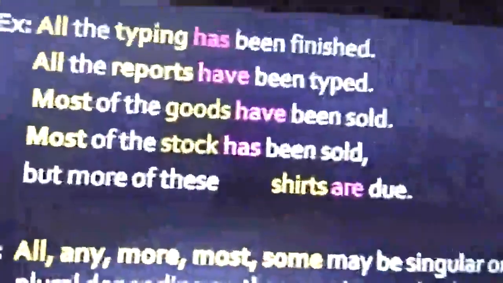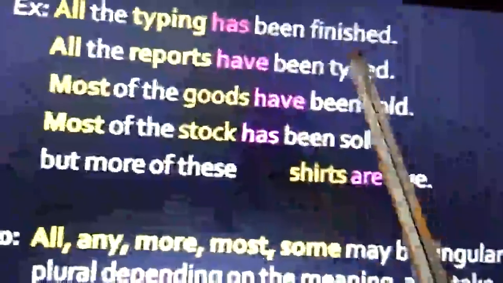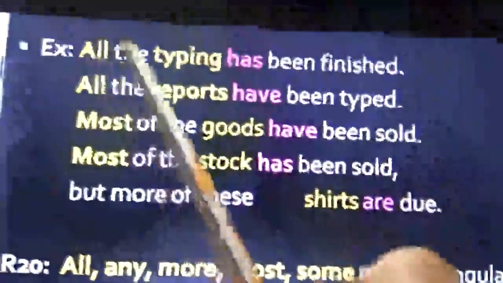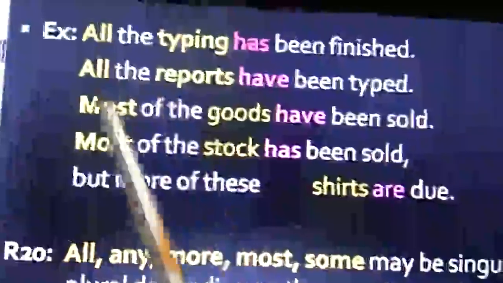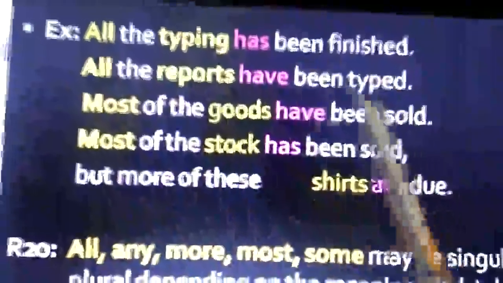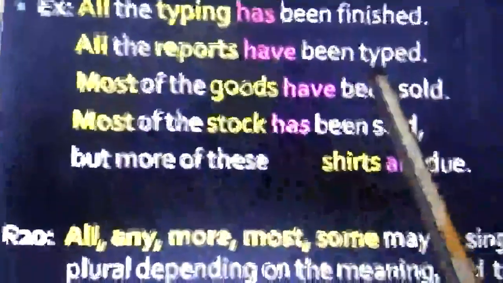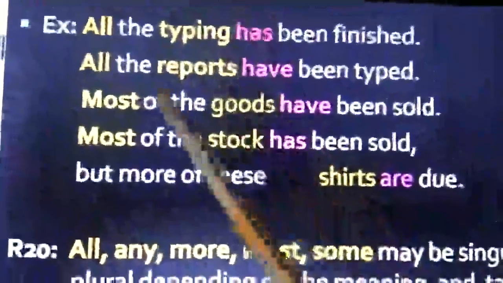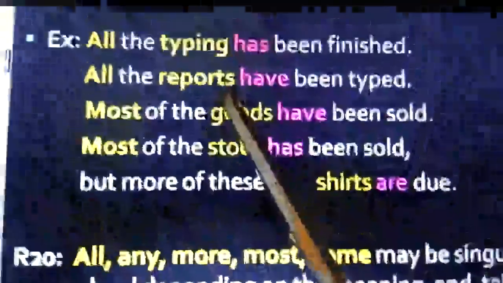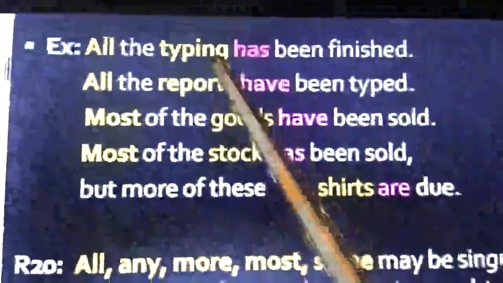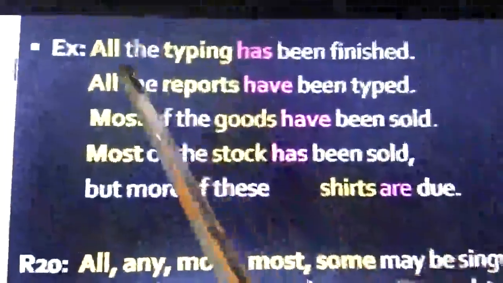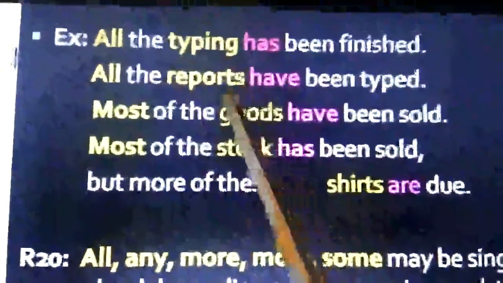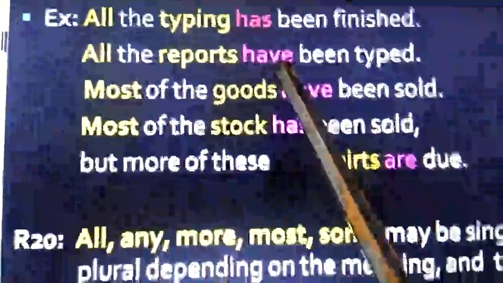Another one, see here, all the typing has been finished. Here we have used the word all. And see in the next sentence, all the reports have been typed. See in these two sentences, typing is in singular form and reports is a plural subject. When we are using a singular subject along with all, then we have to use a singular verb only. When we are referring to a plural subject, then we have to use a plural verb only.